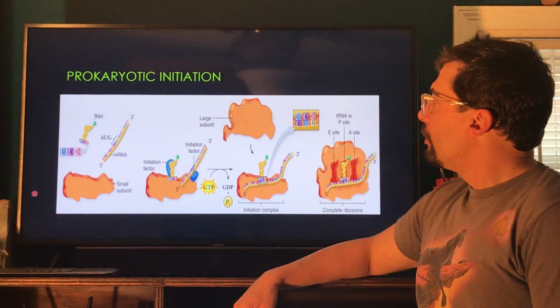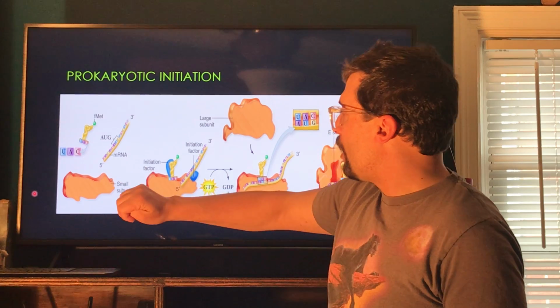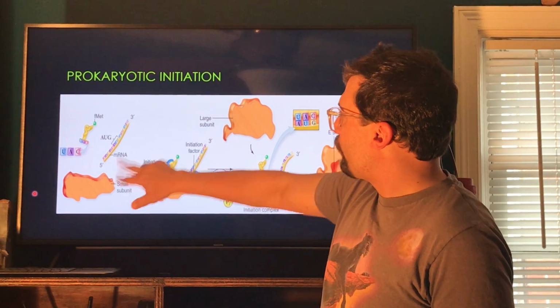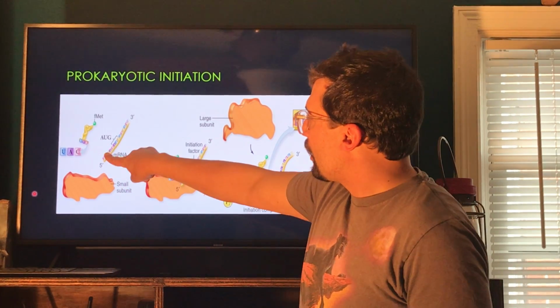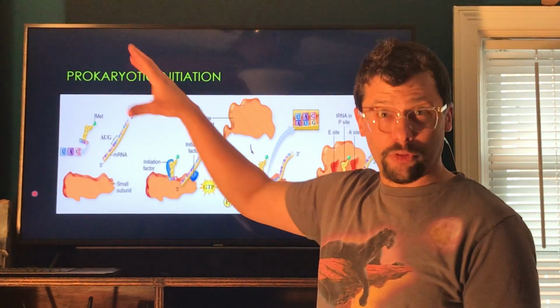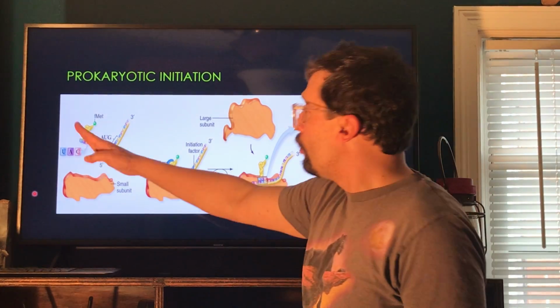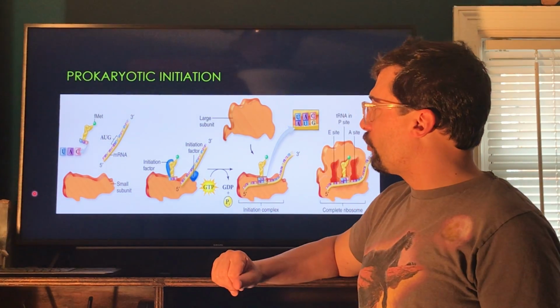Alright, so here we go. We've got our small subunit. Here comes our mRNA, right? You can see there's our 5' end and our 3' end. Okay, our start part isn't until we get over here. Remember, we've got the caps on there. So we've got our 5' methyl cap, we've got our 3' poly A tail. So we have to read down until we get to that start site.